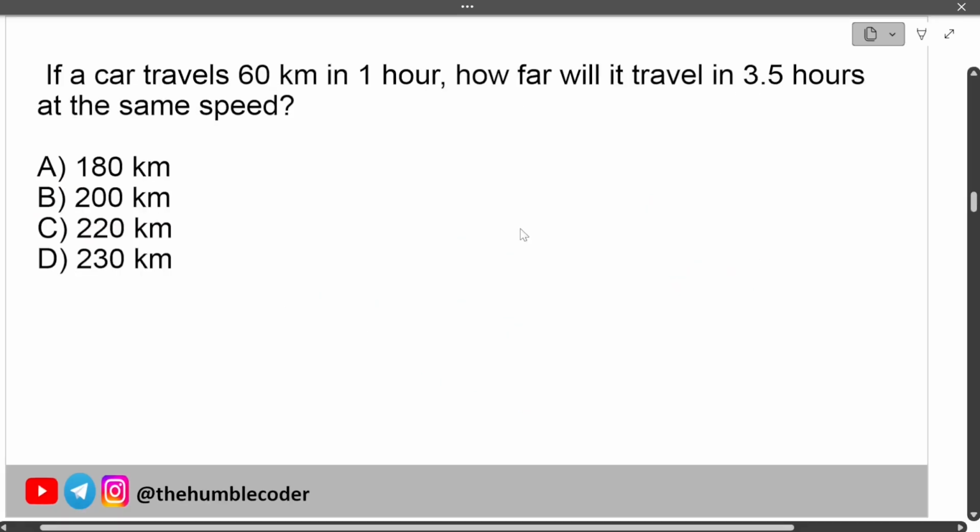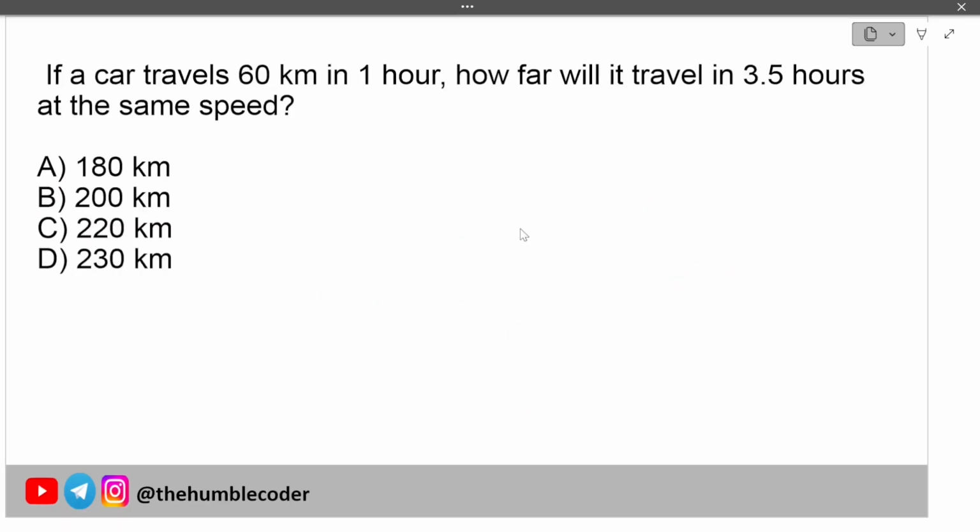If a car travels 60 kilometers in 1 hour, how far will it travel in 3.5 hours at the same speed? Okay, before we start solving this question, I want to let you know that the options are wrong in this case, but we will find out the correct answer for it, so don't worry.